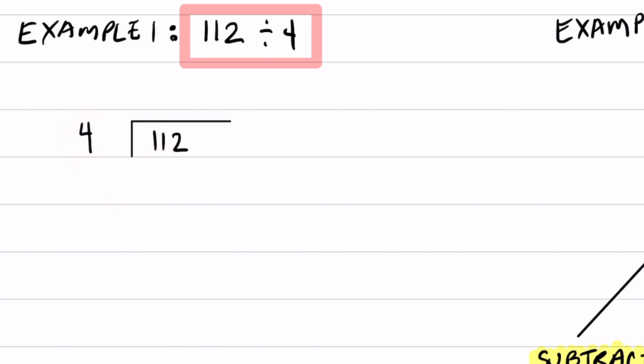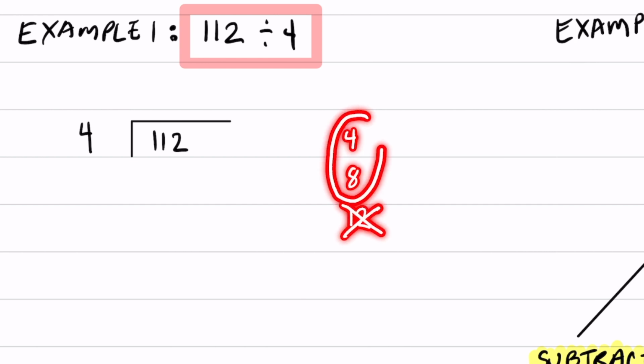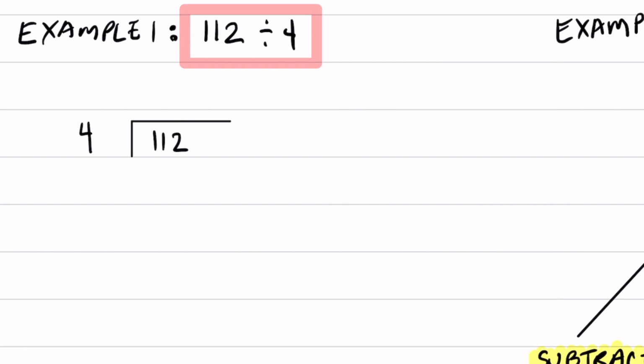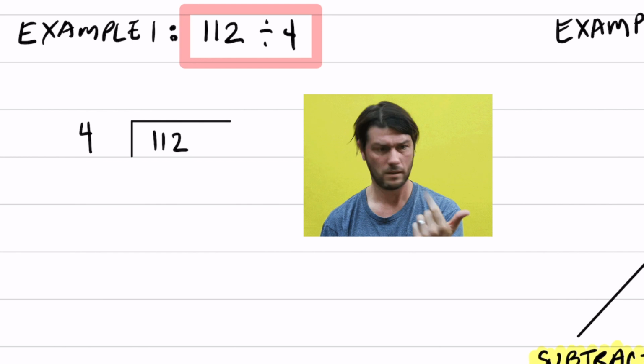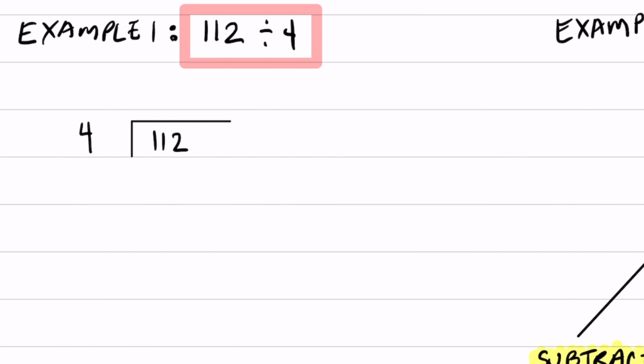4 fits into 11, and you can count. 4, 8. If I get to 12, that's too much. So it fits into it twice. And this is why I like long division. You gotta know your multiplication, you gotta know your addition and subtraction. So it's really good practice of all your mental math. We said that 4 fits into 11 up to 2 times, and that is the number that I'm gonna write up here, 2. Next step, you're gonna multiply these 2 numbers.